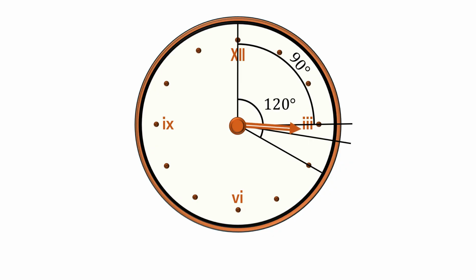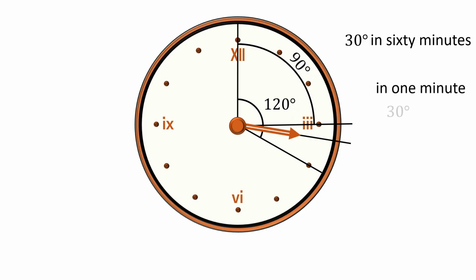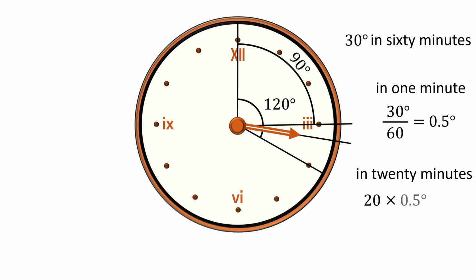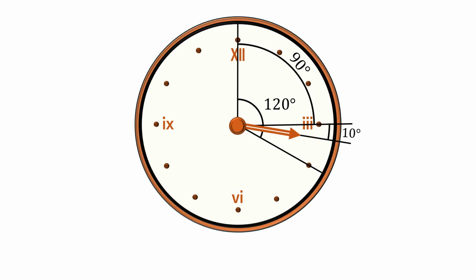But another 20 minutes have already passed. The hour hand moves 30 degrees in 1 hour or 60 minutes. So in 1 minute it moves 30 divided by 60, which is 0.5 degrees. Therefore in 20 minutes it moves 20 multiplied by 0.5, which equals 10 degrees. So the position of the hour hand at 3:20 is 90 plus 10 equals 100 degrees.